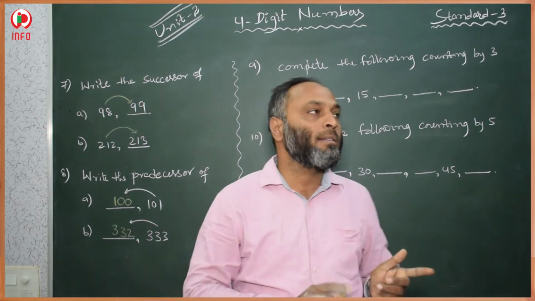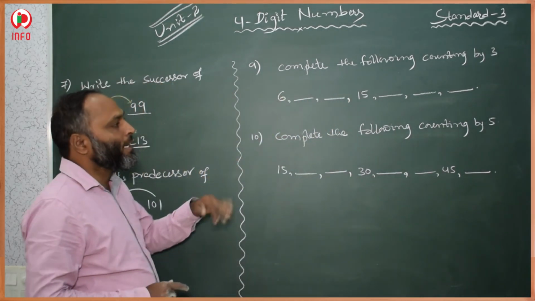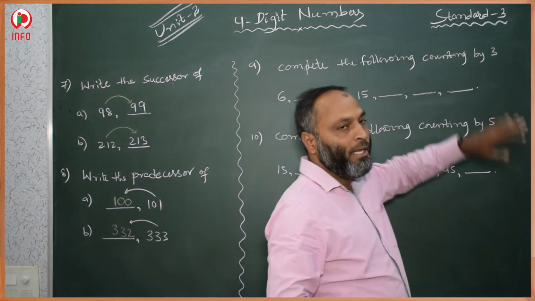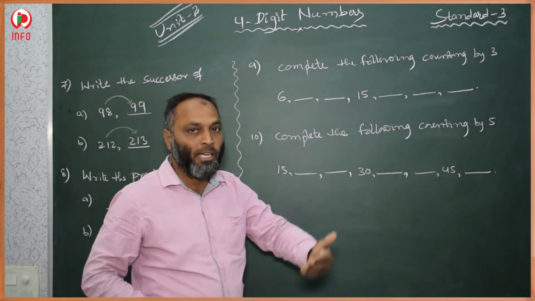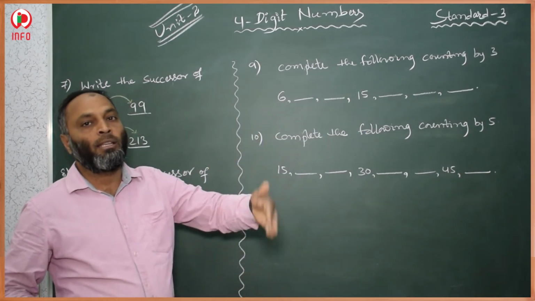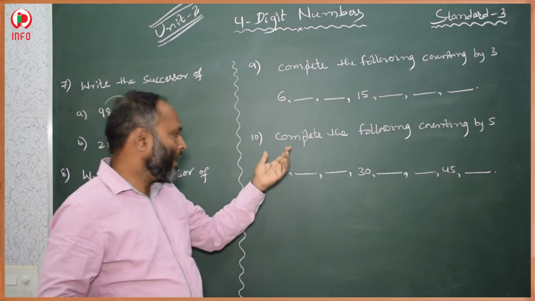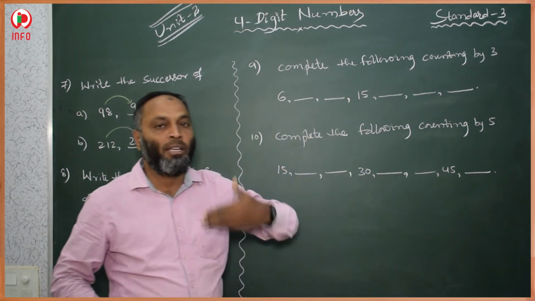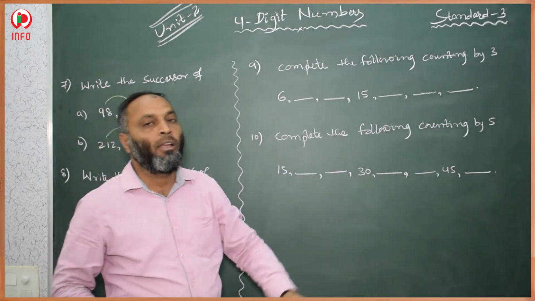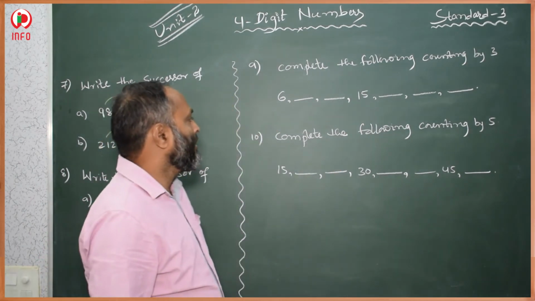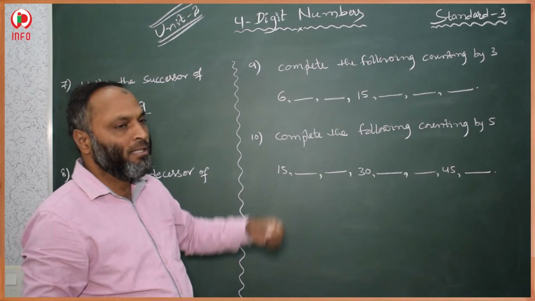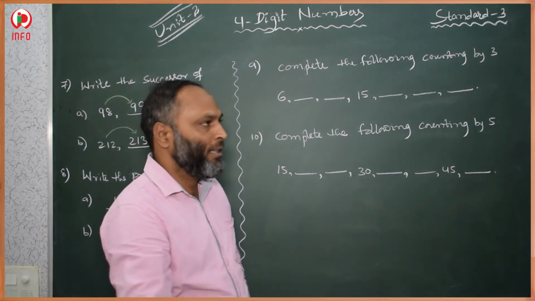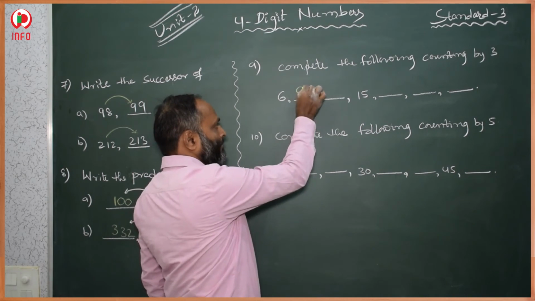Then our next concept is skip counting. Here, complete the following counting by 3. Counting by 3 means we have to increase by 3, 3, 3, 3 like that. In the second question it is counting by 5. Counting by 5 means we have to increase by 5, 5, 5, 5. Here a very easy method is there. After 6 we have to count 3: 7, 8 and 9. The next number is 9.